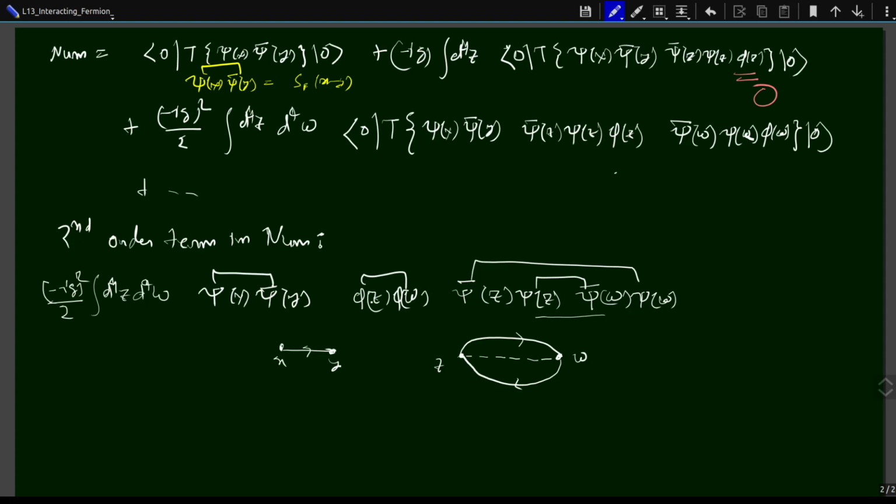Now I can actually swap this. Wait a moment, that's not required. So this is just a unique answer. Yeah, I'm sorry, this is the unique answer. So this is in the second order term. This is one possibility, because Wick's theorem says that the time ordered product is the sum of all possible contractions. This is one possible contraction.